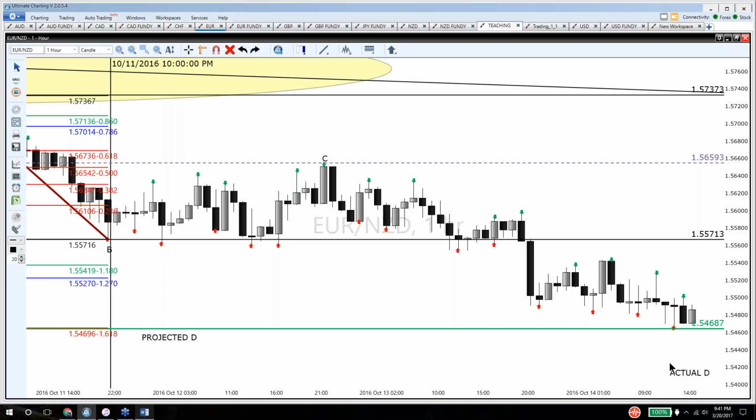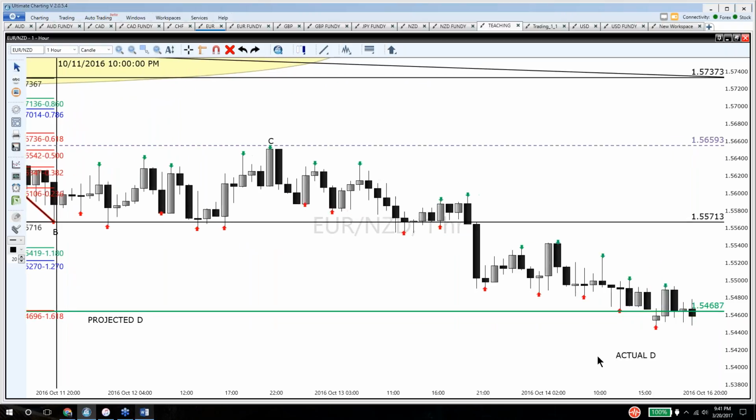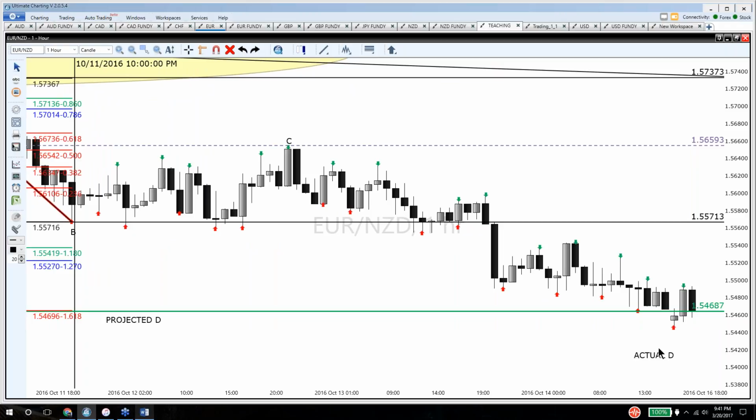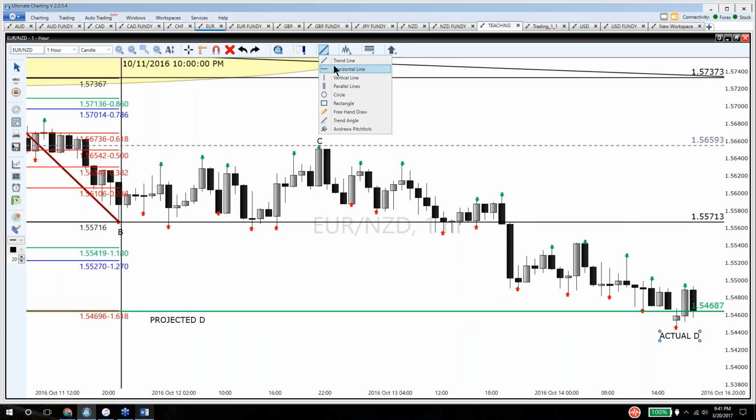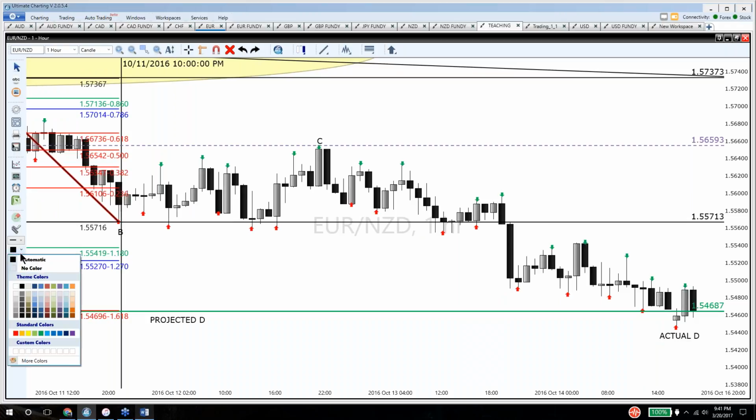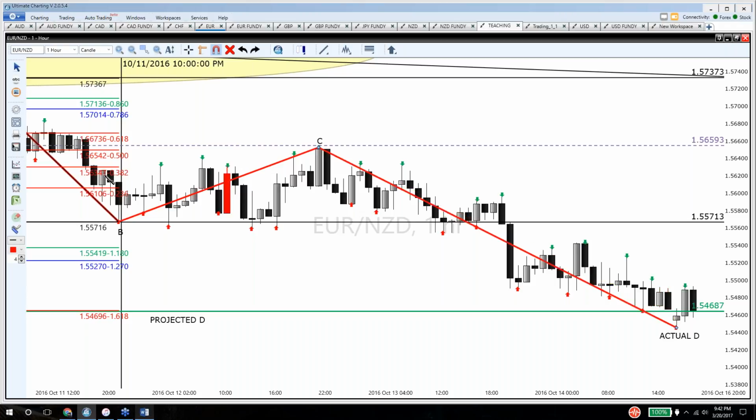For me, I prefer to see this get hit. I want to see it get hit. There's my D extension being fulfilled. 2 to the left, 2 to the right. This is my actual D. So I have my ABCD swing, A, B, B to C. You don't have to draw these lines, but you can if you want to. It'll help you keep track. C to D. If you don't want to keep your Fibonacci's there and just want to see the swing lines, you can keep that. All right?